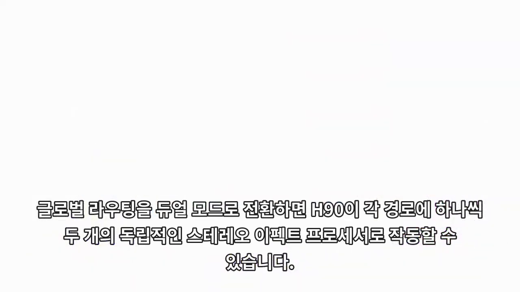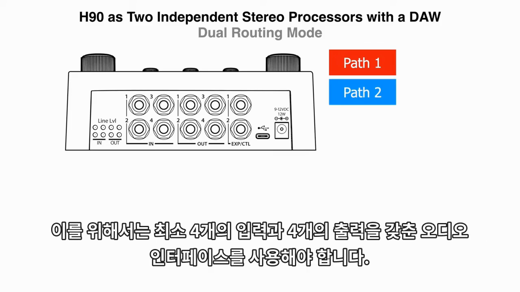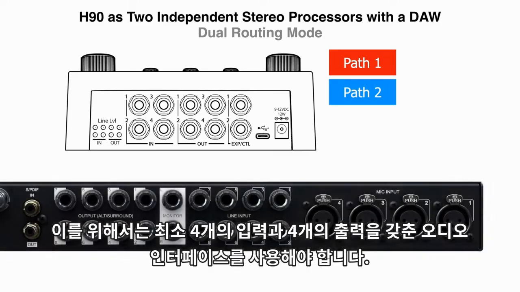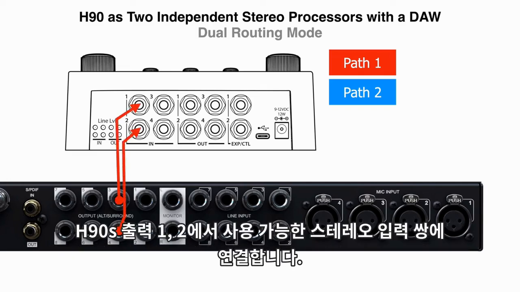If we switch the global routing to dual mode, the H90 can act as 2 independent stereo effects processors, 1 on each path. This requires the use of an audio interface with at least 4 ins and 4 outputs. Take any available stereo output to H90's ins 1 and 2. From H90's outs 1 and 2, connect it to an available stereo input pair.